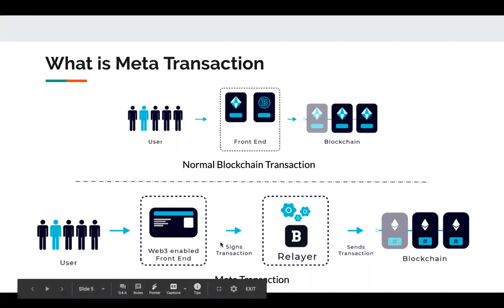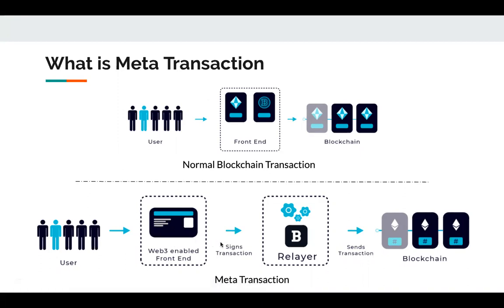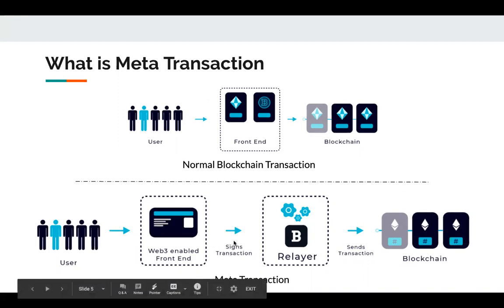So signatures are actually important, so that we can cryptographically prove that you are the one actually who is sending this transaction. So the transaction signature goes to this middleware relayer, and it's the responsibility of this middleware to actually send the actual blockchain transaction, and it will be the one who will eventually pay for that transaction.